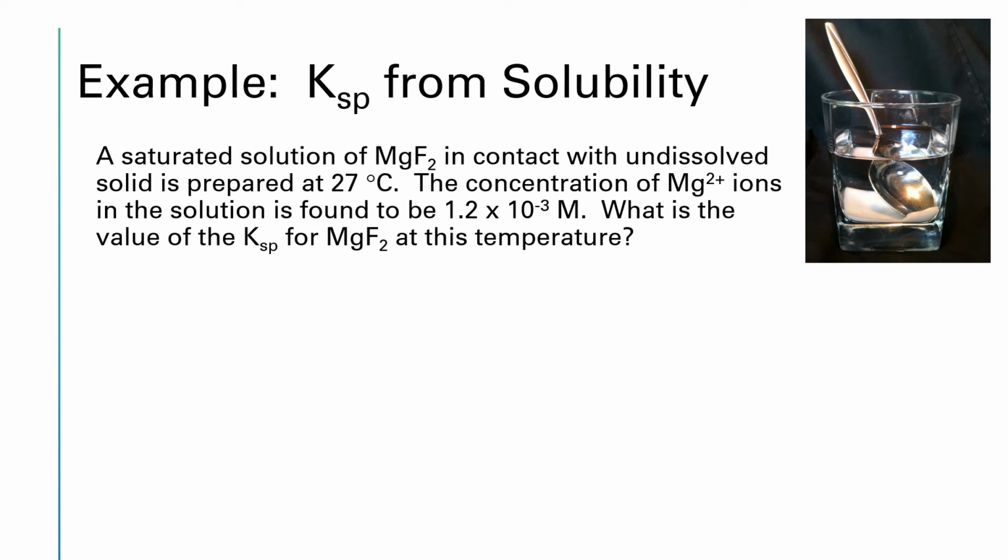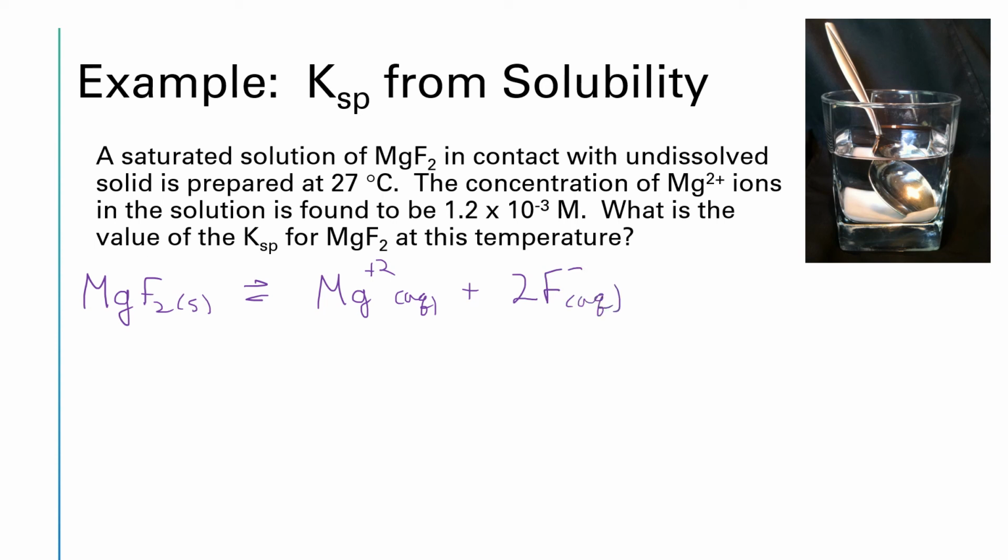So we've already reached equilibrium here, and we are told that the concentration of magnesium ions in the solution is 1.2 times 10 to the minus 3rd molar. And we're asked to find the value of KSP. So let's take a look at our reaction. Our reaction will be magnesium fluoride solid in equilibrium with magnesium ions and 2 fluoride ions.